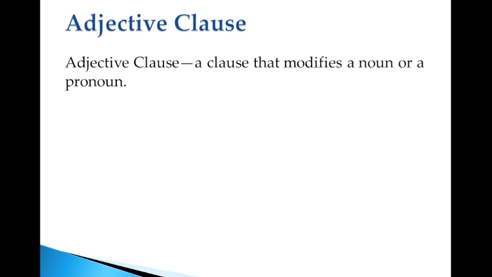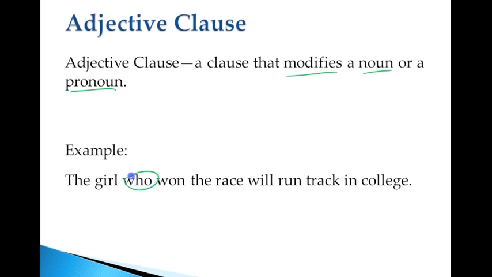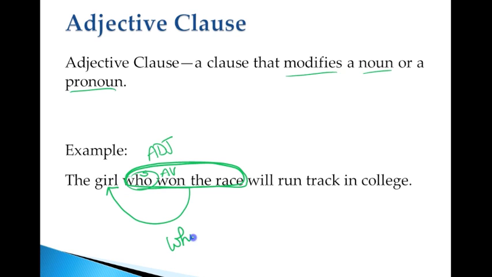The adjective clause is a clause that modifies a noun or a pronoun in the same way that adjectives modify them. Here's an example. I'm actually circling the signal word, but here's the adjective clause. The main clause is the girl will run track in college. This is the adjective clause. It has a subject and a verb, but it is functioning here as an adjective because it is saying which girl. It answers one of the classic adjective questions: which one, which girl.